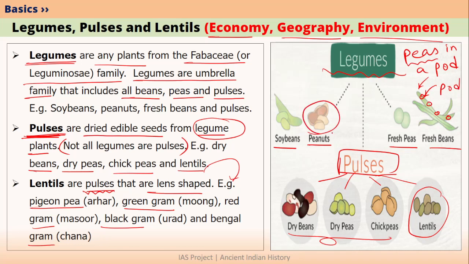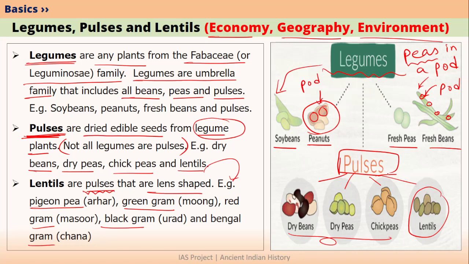Look here also. We have peanuts. Peanuts are inside. And outside we have a pod, which is nothing but the outer layer. So peas in a pod are nothing but legumes. The same goes for soybeans also. So let's conclude this very quickly.